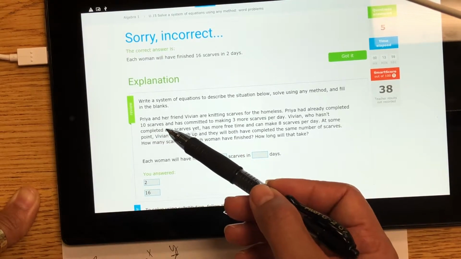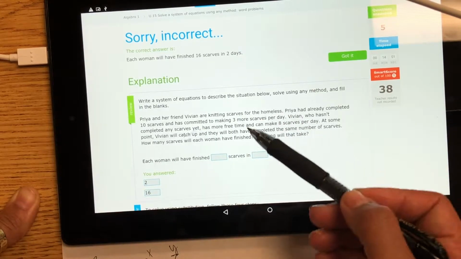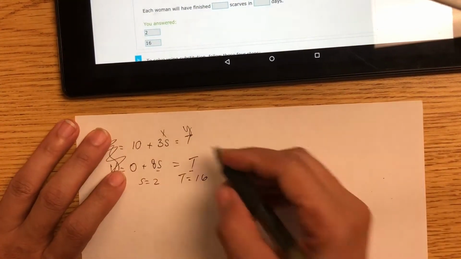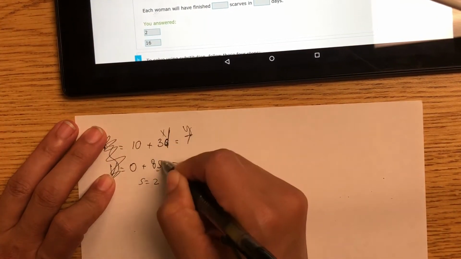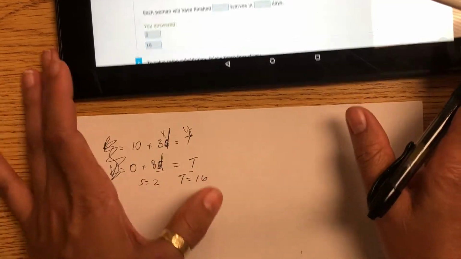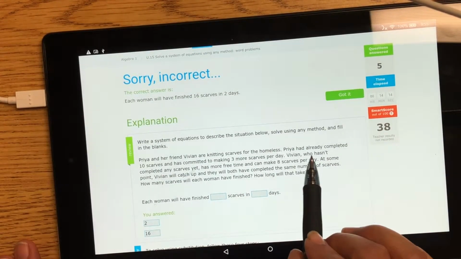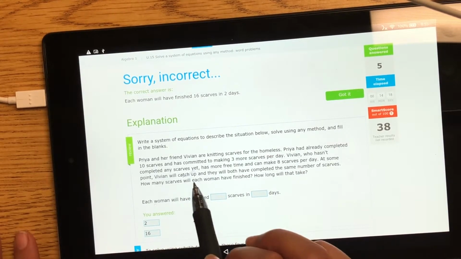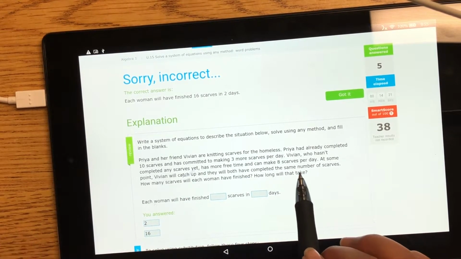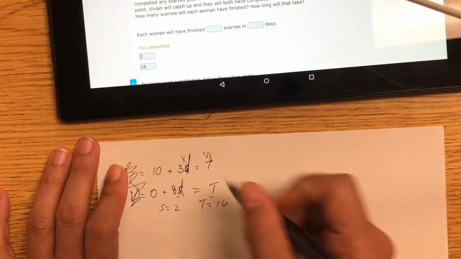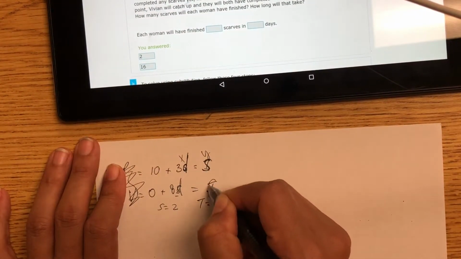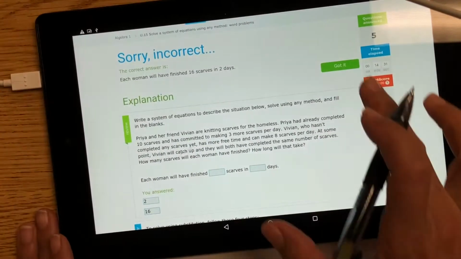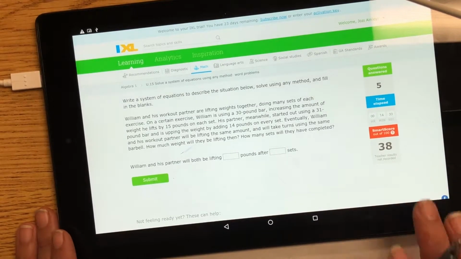All right, you make 10 scarves and it's committed 3 scarves a day. Oh, I'm tripping. This was 3 more scarves per 1 day. So this was supposed to be a day. That's what I did wrong. We have to read. All right, and Vivian, who hasn't completed 8 scarves, has more free time. 8 scarves per day, so 1 day. At some point, Vivian will catch up, and they would have completed the same number of scarves. And that's why my numbers are mixed up. Okay, so please make sure that you're actually reading the question. So don't be like Miss Ainley, read.